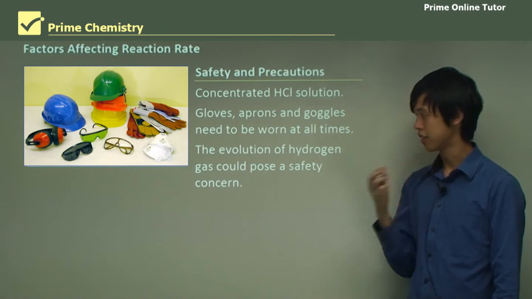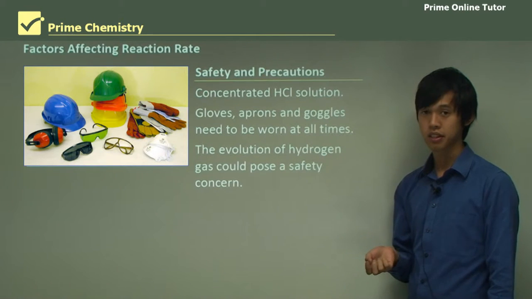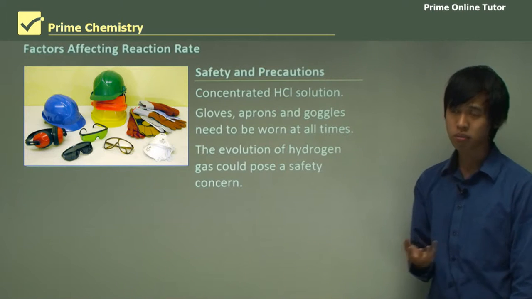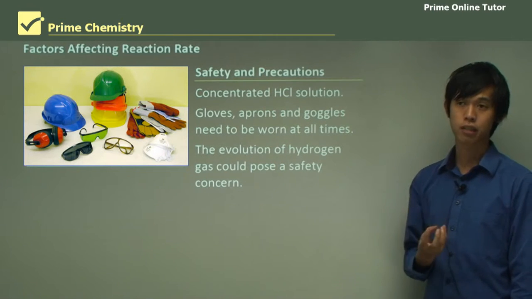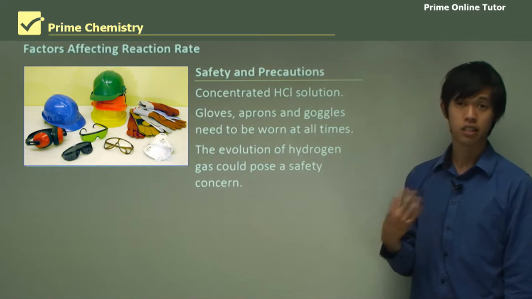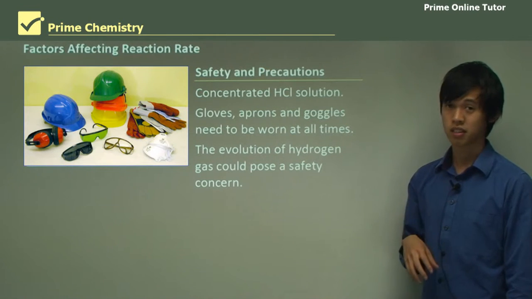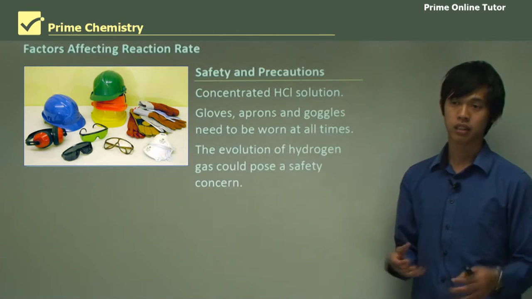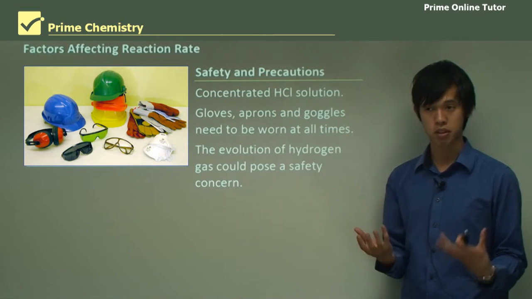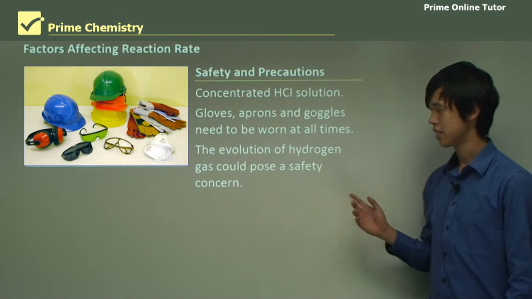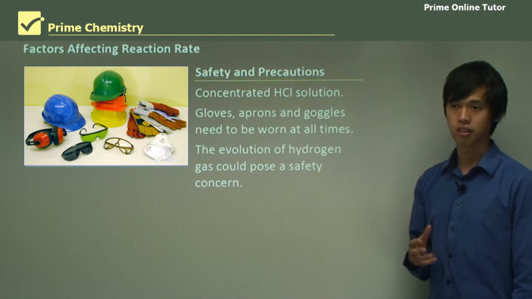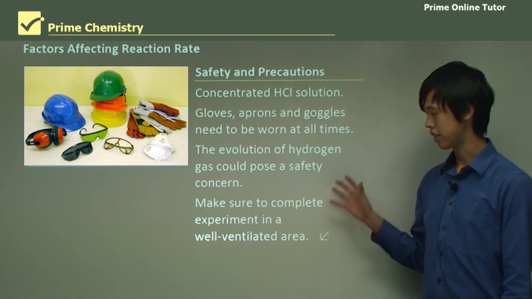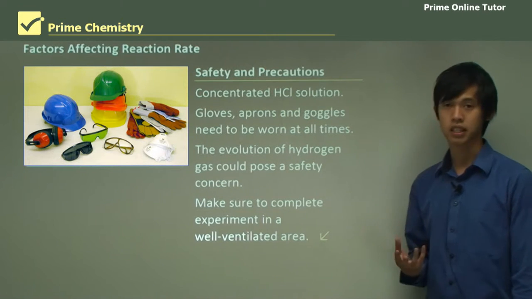Okay, the evolution of hydrogen gas could pose a safety concern. So each of these reactions produces hydrogen gas. It's probably not enough from one experiment to cause any serious concerns, but maybe if there's 5 or 6, maybe 10 of you working on the same experiment, that could produce a fair bit of hydrogen gas. So we don't want to hurt each other, we don't want any possible fire hazards. So make sure to complete the experiment in a well-ventilated area.